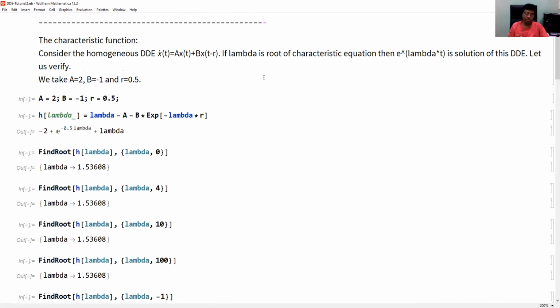You can use Mathematica to verify this result for other delay differential equations, and you can also verify other results which we discussed. Thank you.